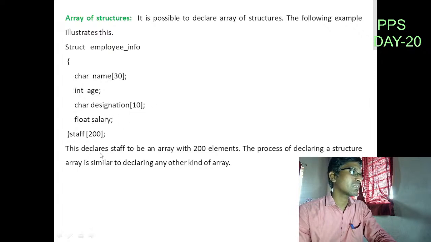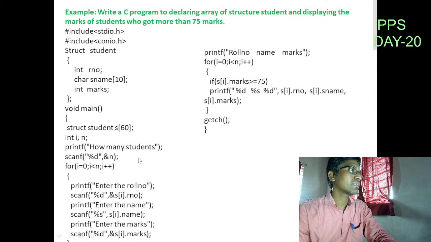So here this declares staff to be an array with 200 elements. That means you can read a total of 200 employee information records with the help of this array of structures. So this is an example for array of structures.